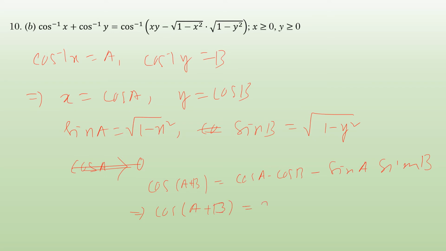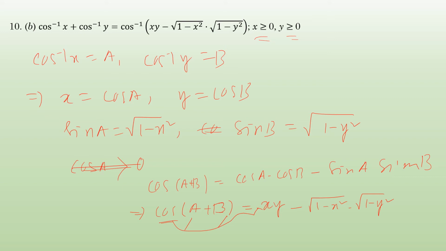to cos a cos b, that is xy, and then minus root over 1 minus x square into root over 1 minus y square. Then by taking cos inverse on the right hand side, and finally putting the value of a and b also, as well by these conditions, x greater than 0 and y greater than 0.